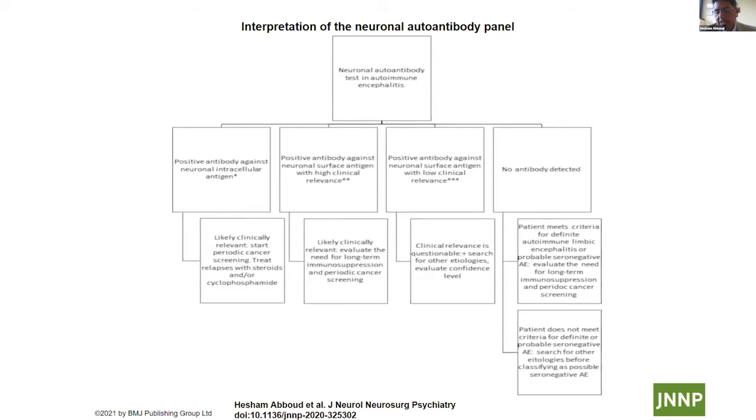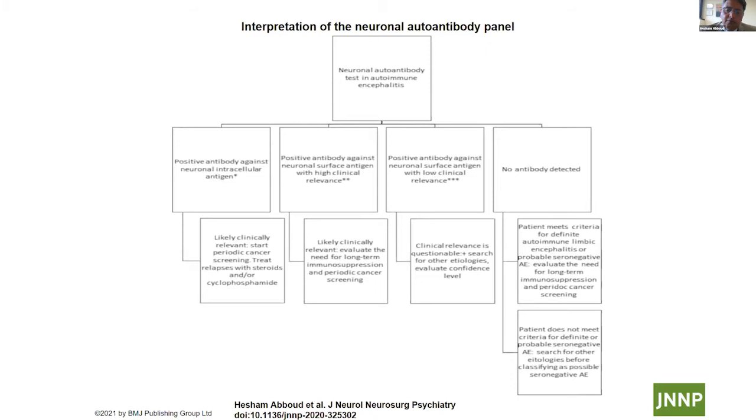So if the patient meets the Graus criteria from 2016 for seronegative limbic encephalitis, you have more confidence that this was autoimmune encephalitis of the limbic subtype. You also will evaluate, do they meet criteria for probable seronegative autoimmune encephalitis, meaning that they had both abnormal MRI and CSF in the setting of a clinical picture suggestive of autoimmune encephalitis and negative neuronal antibodies. And then you'll evaluate, do I need long-term immunosuppression? Do I need cancer screening? And we'll touch base on how to make those determinations in the next slides.